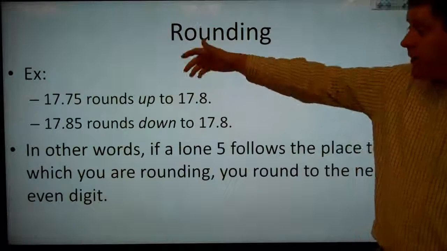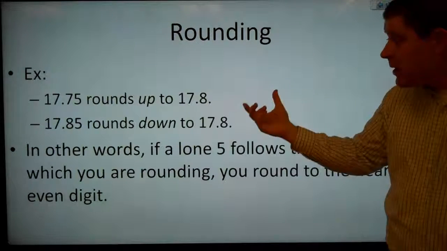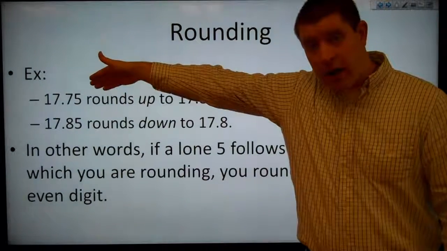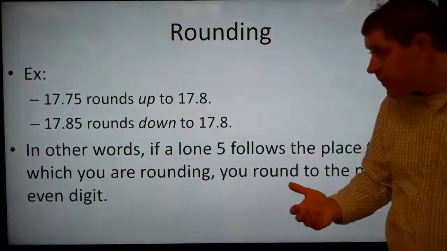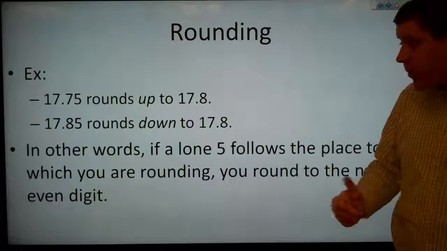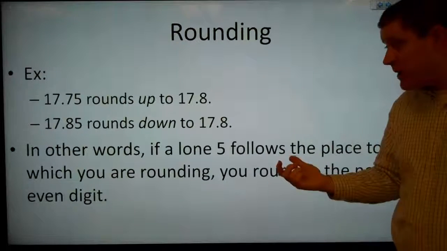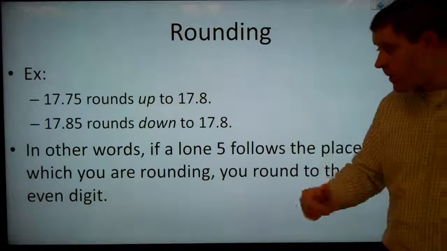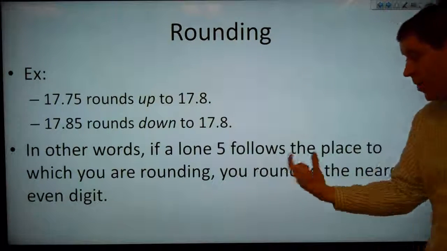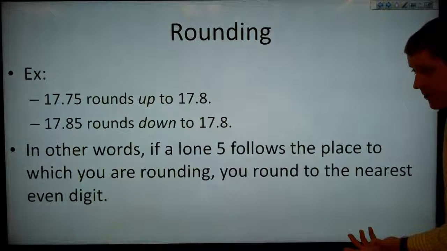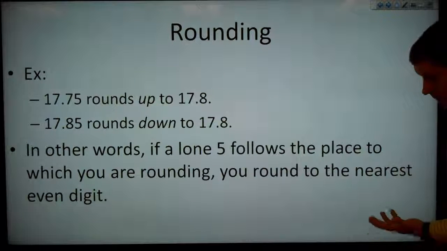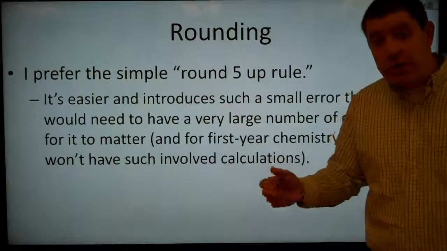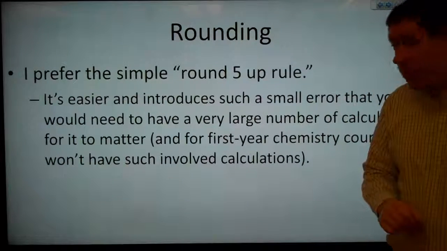For example, 17.75 rounds up to 17.8 because the 7 before the 5 is odd. 17.85 rounds down to 17.8 because the digit before the 5, the 8, is even, so we round down. So, if a lone 5 follows the place to which you are rounding, then you round to the nearest even digit, is essentially what you're doing here. Personally, I prefer the simple round 5 up rule.